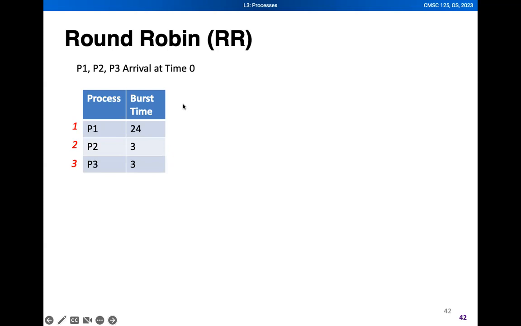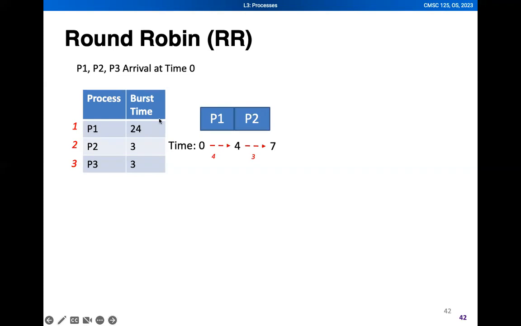So assuming that the quantum or the time slice is 4 milliseconds. Since P1 has arrived first, it gets to execute first. At this point, P1 gets preempted since it's only given a time slice or a quantum of 4 milliseconds. And then P2 gets to execute.